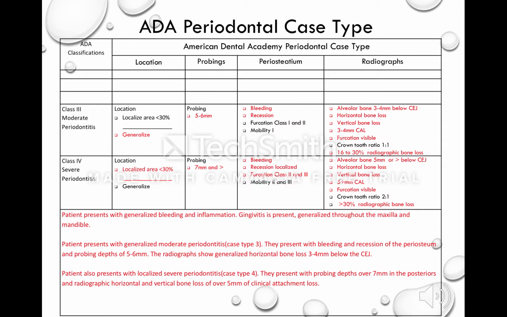We see probing depths more than 7 millimeters, bleeding, recession, class 2 and 3 furcations. We also see alveolar bone 5 millimeters or more below the CEJ, horizontal bone loss, vertical bone loss, more than 5 millimeters clinical attachment loss with furcations, and more than 30% radiographic bone loss. So once again, class 3 generalized, class 4 localized.